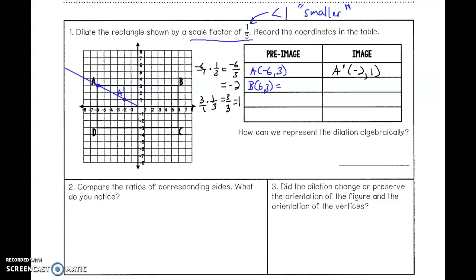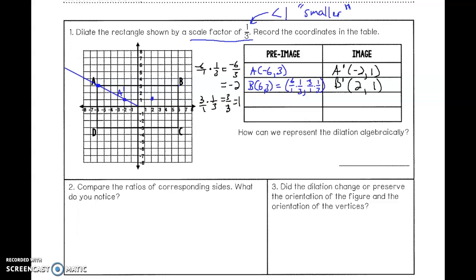And so we're going to go 6 times a third and 3 times a third. Sorry, I'm trying to squeeze it in here. Okay, so B prime is going to be at, well, 6 times 1 is 6, divided by 3 is 2. 3 times 1 is 3, over 3 is 1. It's going to be at the point (2, 1).